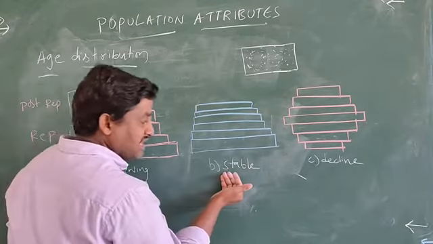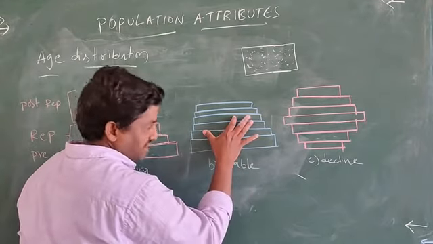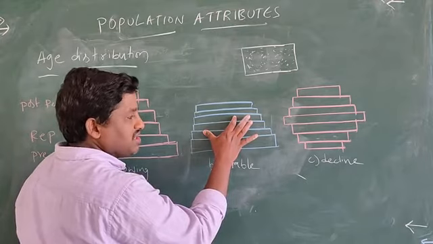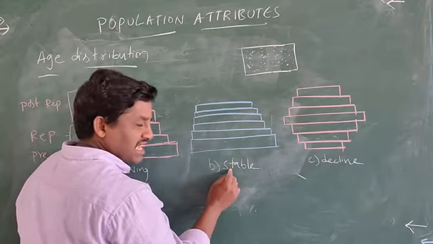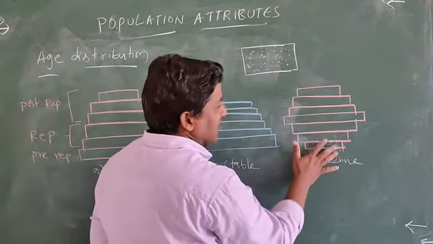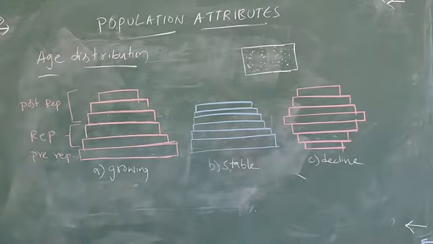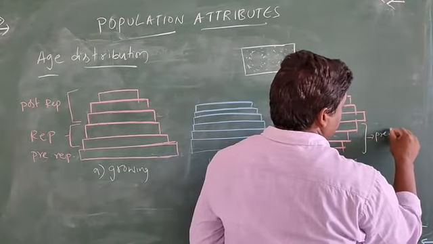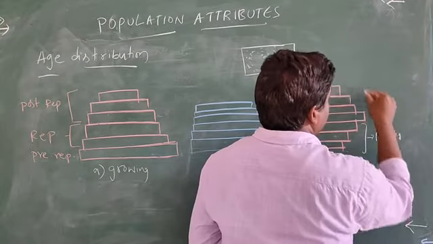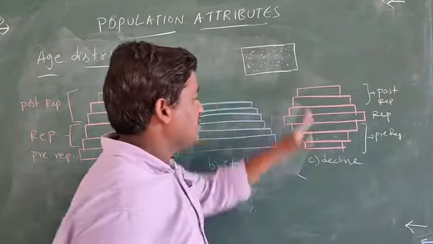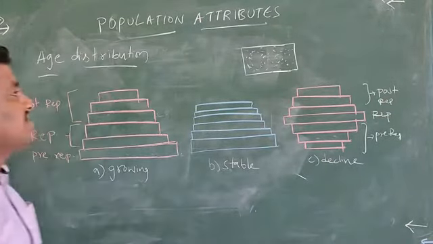Another one we can find is the stable pyramid. The age distribution is plotted for the population, and the resulting age pyramid here is stable. Here the population is declining. The third one is the declining one. It has the pre-reproductive stage, the reproductive stage, and also the post-reproductive stage. So in this diagram, the population can decline.